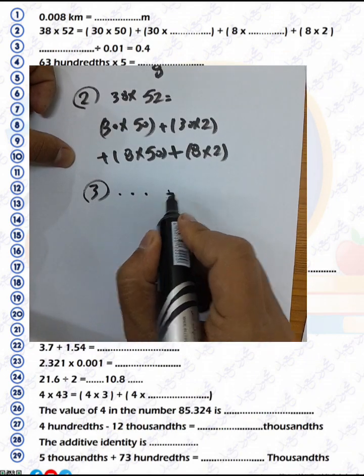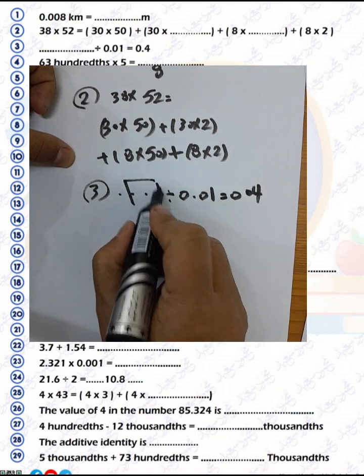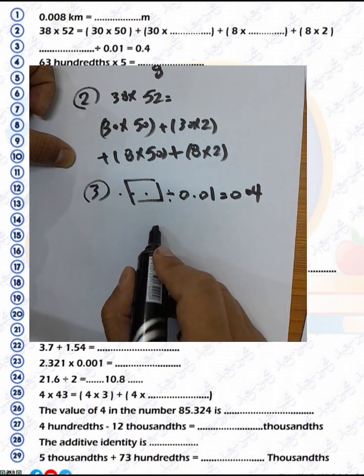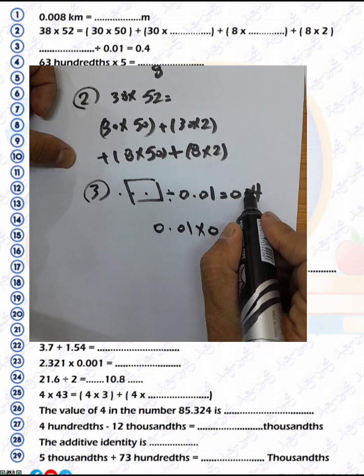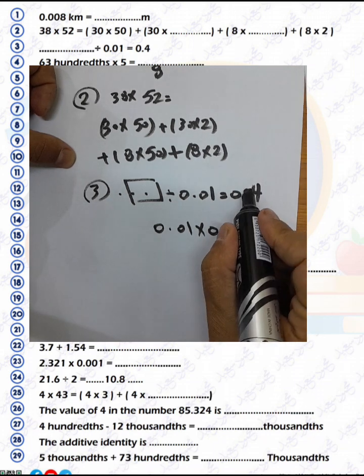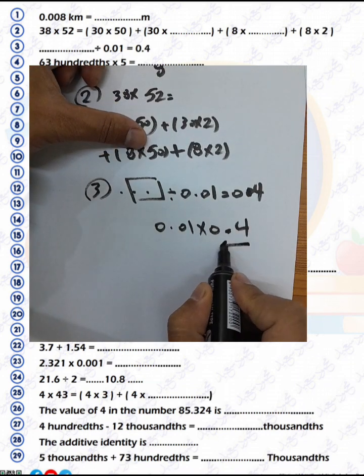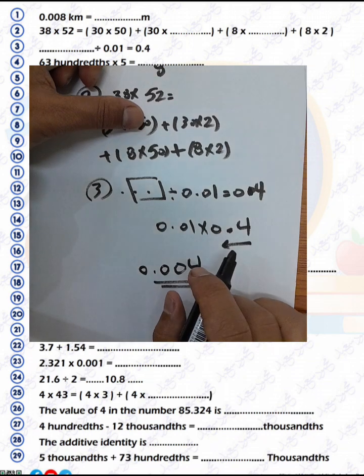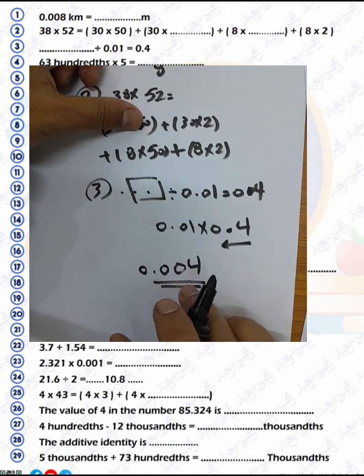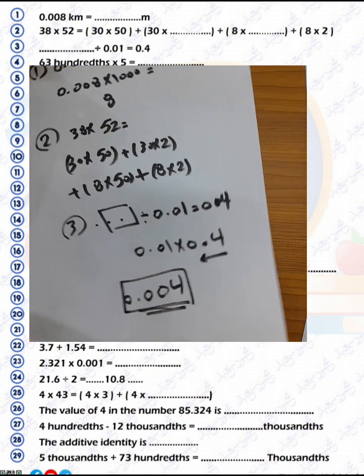Blank divided by 0.01 equals 0.4. We can find the dividend here by multiplying the divisor and the quotient. 0.01 times 0.4. Multiplying by 100, you must move the point to the left-hand side by 2 places. It will be 4 and write 00 here. It will be 400. Okay, 4,000, write it here in the space. That was question 3. Question number 4.